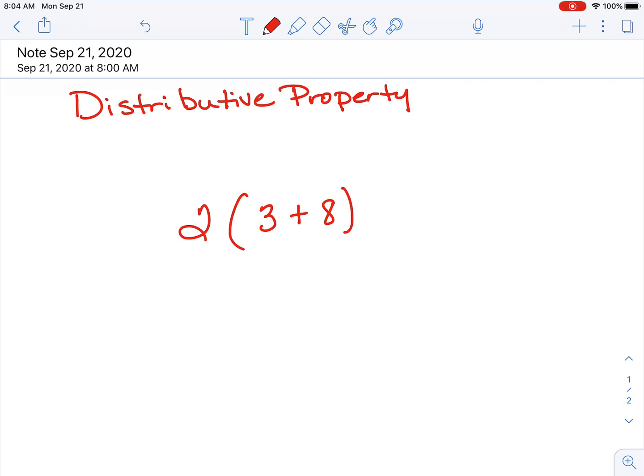So if I gave you a problem like we have here, we have learned through order of operations that we would take care of what's in the parentheses first, and that this, side by side, means to multiply. So we would do 2 times, and 3 plus 8 is 11, and then we would multiply those two, and our final answer would be 22.